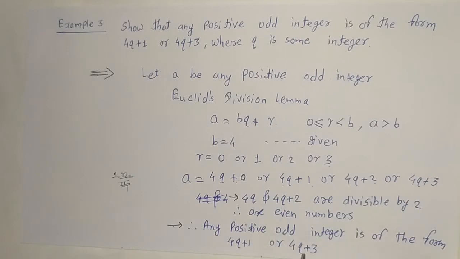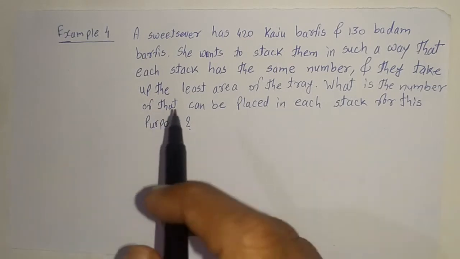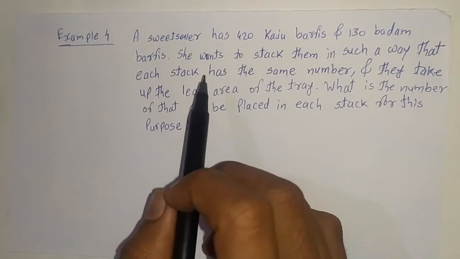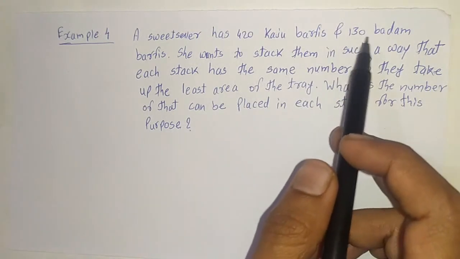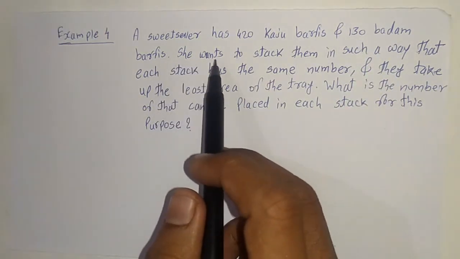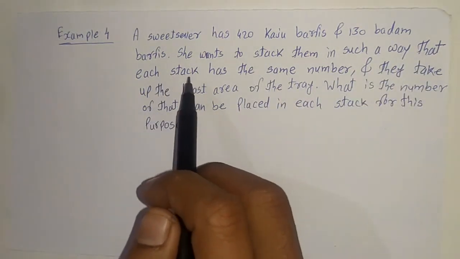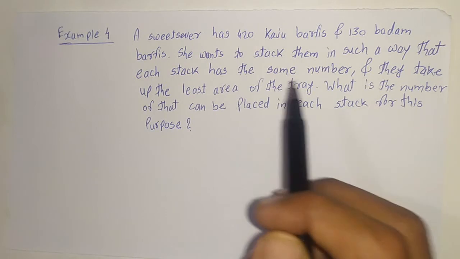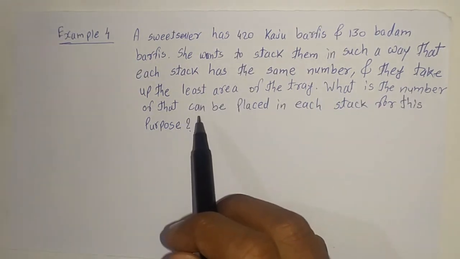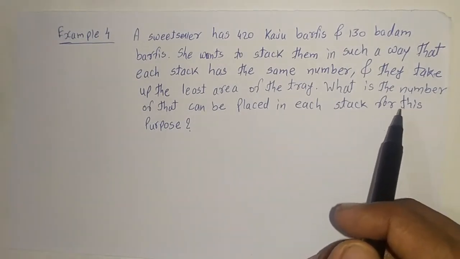Okay, let's look into problem number 4. This is our example number 4. Let's read the statement first. A sweet seller has 420 kaju burfis and 130 badam burfis. She wants to stack them in such a way that each stack has the same number and they take up the least area of the tray. What is the number of burfis that can be placed in each stack for this purpose?